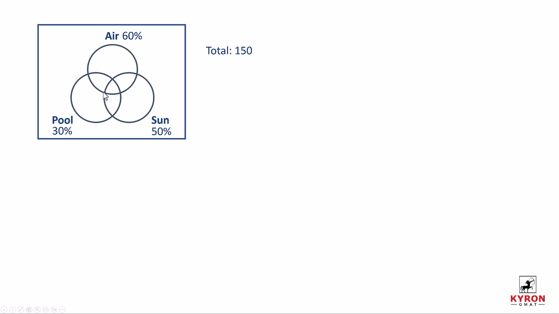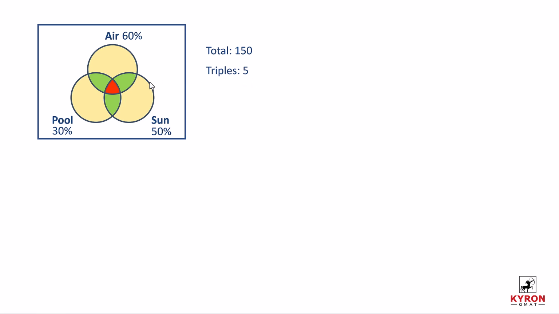Houses with all 3 amenities belong to all 3 circles simultaneously. In other words, they're right here in this area of total overlap. Let me color this in to make that a little clearer. The houses that have triple amenities, air, sun, and pool, are the ones in this red region. Let's write that down on the side here and say triples 5. That's 5 houses in the red region.